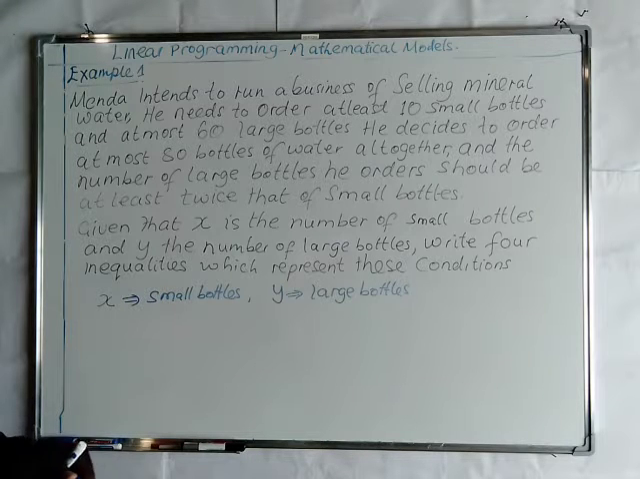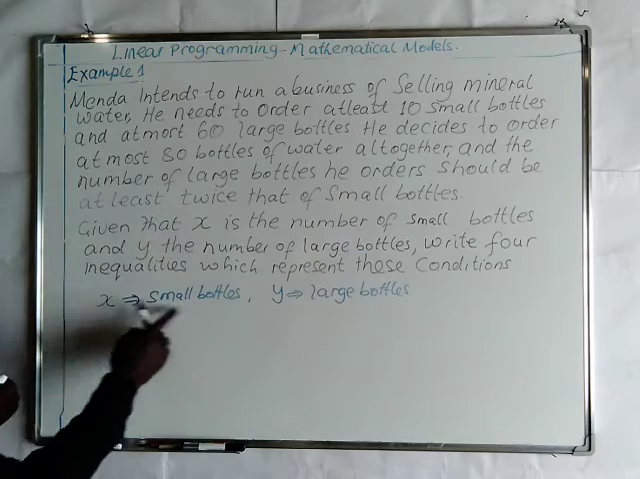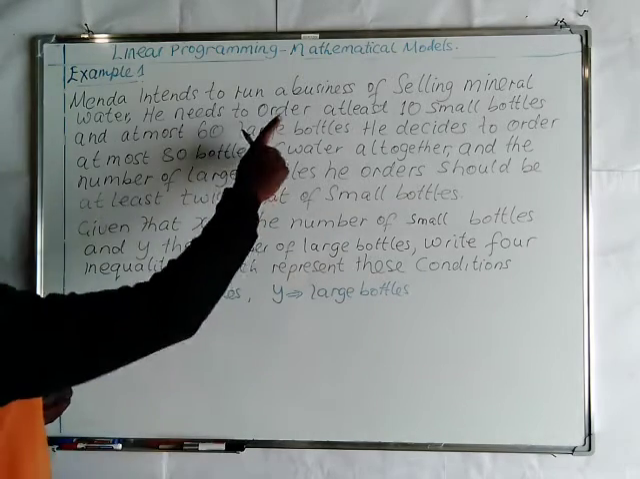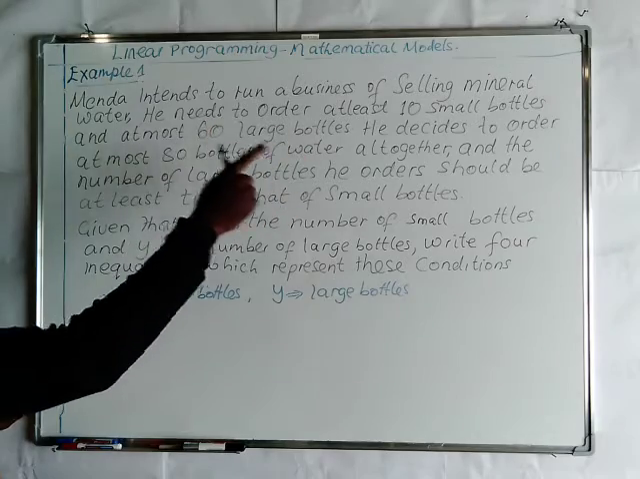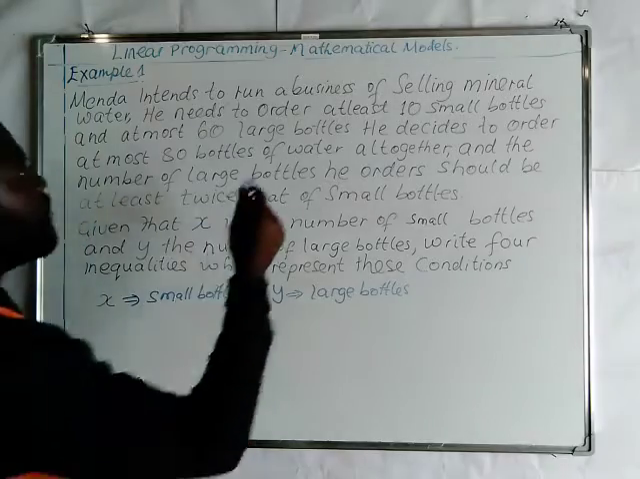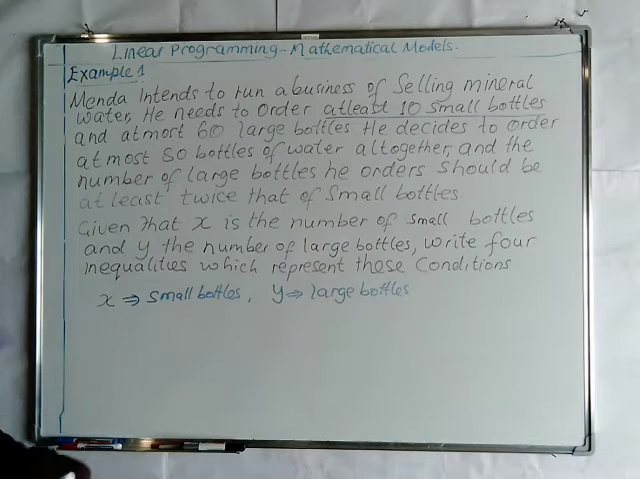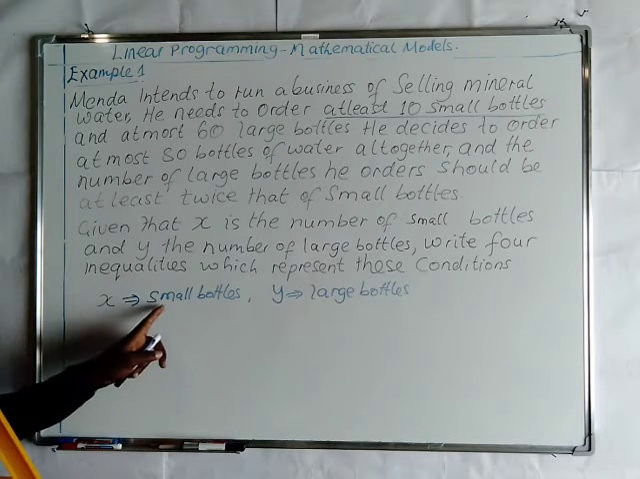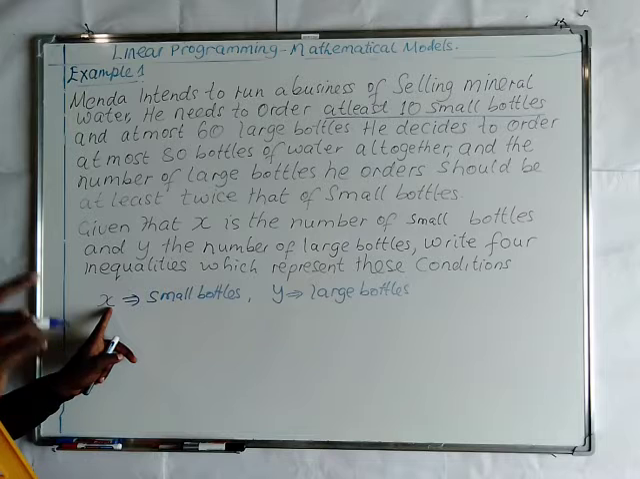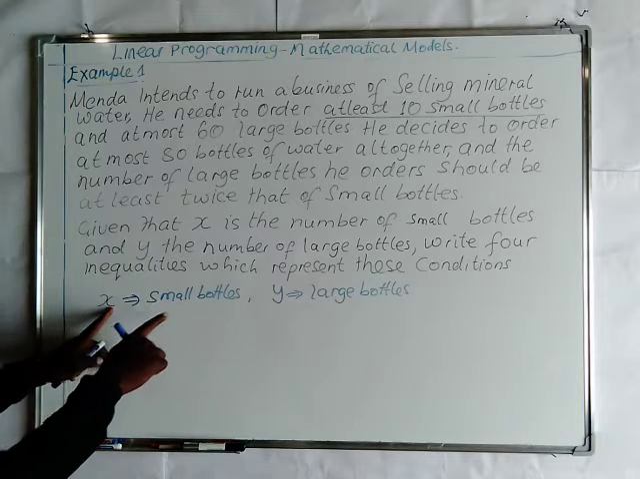For example, the first inequality will come from this. Menda intends to run a business of selling mineral water, and we are told that X is small bottles and Y is large bottles. He needs to order at least 10 small bottles. So you can see this statement here: at least 10 small bottles. Small bottles are X. Then at least means greater than or equal to.